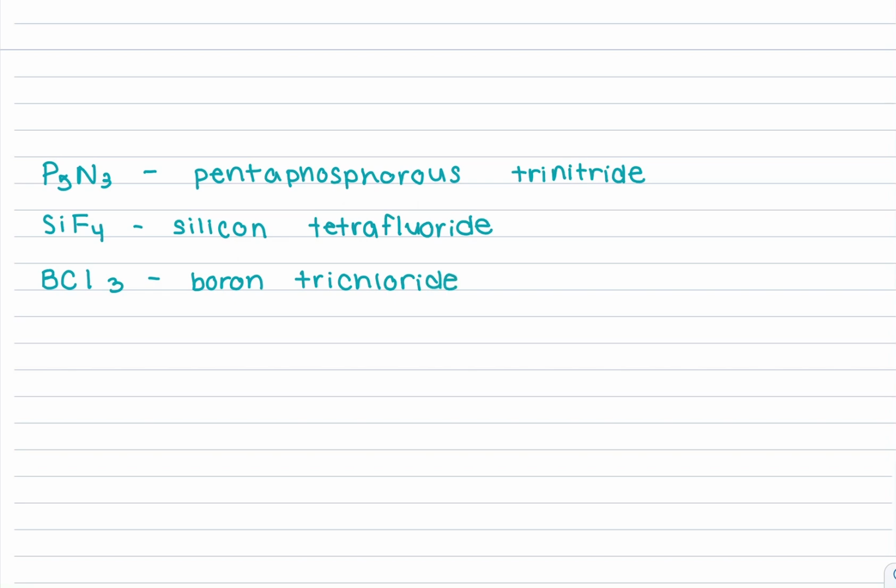So we can also consider this the other way. What if somebody gave you the name of a compound and asked you to write the formula for a covalent compound? So let's put that to the test. So if I said to you, I have sulfur hexabromide.